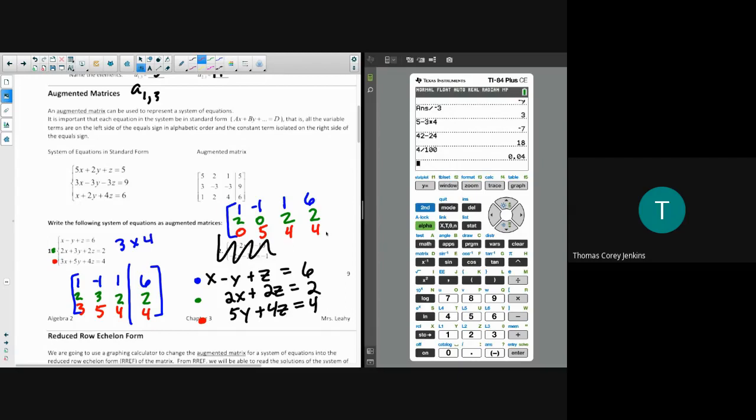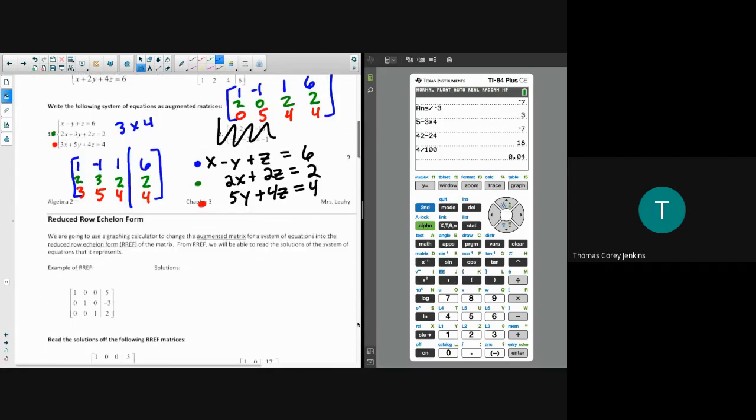All right, so again, just watch out for that if you are missing any variables there. You have to use that 0 placeholder. All right, now we're going to get to the important part.